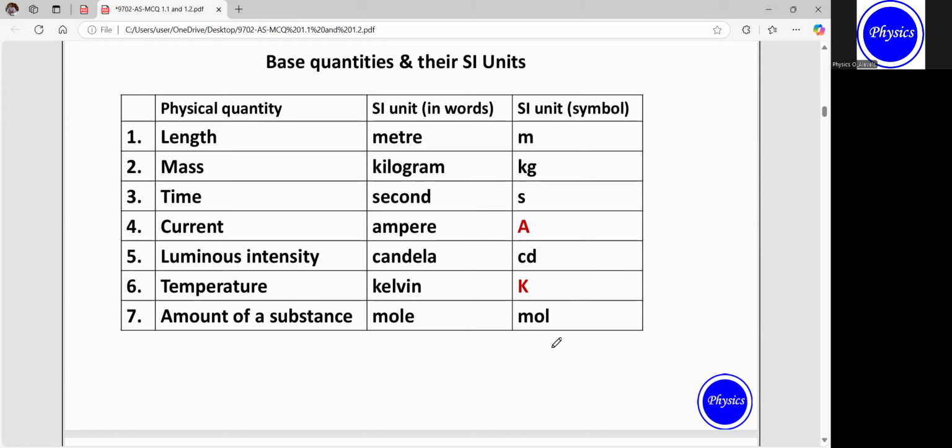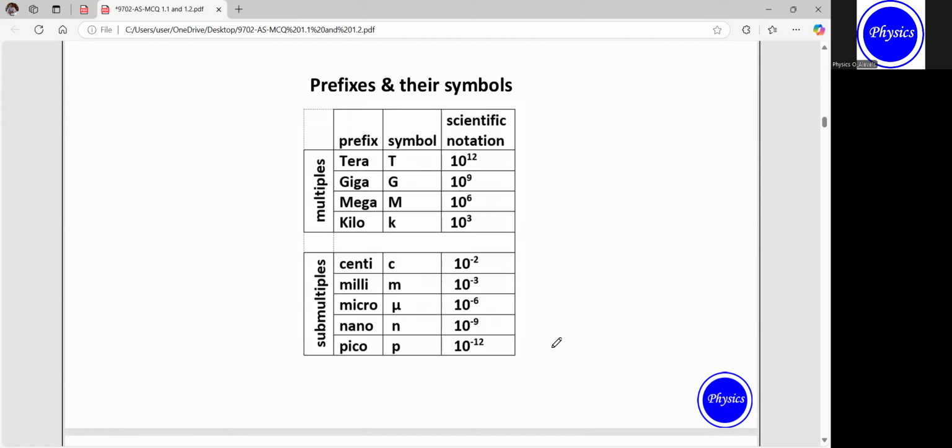Keep that in mind. The next table you need is the prefixes and their symbols. The maximum value A level starts with is tera, and the minimum value we have is pico. So questions will be coming from tera to pico. Tera is 10 to the power of 12, giga 10 to the power of 9, mega 10 to the power of 6, kilo is 10 to the power of 3, centi is 10 to the power of minus 2, milli is 10 to the power of minus 3, micro is 10 to the power of minus 6, nano is 10 to the power of minus 9, pico is 10 to the power of minus 12.